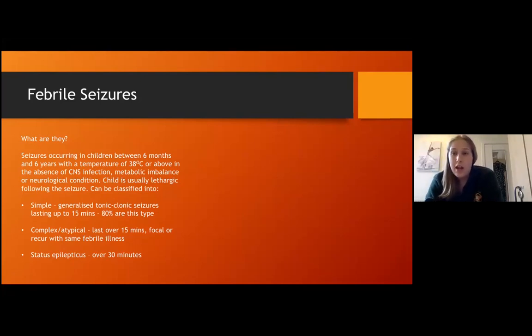So these can occur in a few different types. Most common, so 80%, are simple. So they're just a generalised tonic-clonic seizure lasting up to 15 minutes. Can be quite scary, obviously, for the parent to witness, but you should reassure them that this isn't indicative of epilepsy, and it's quite common. It can just be resolved by reducing the fever.